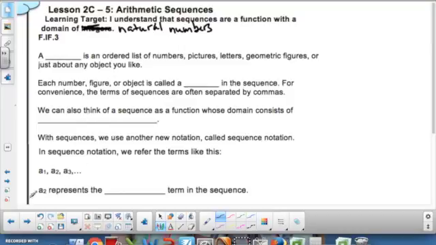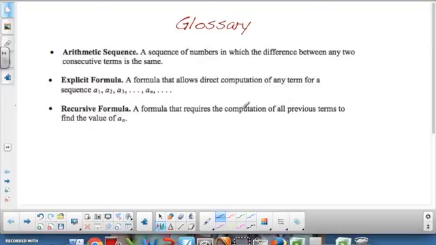Before we get into the notes proper, though, let's go ahead and get some definitions down. So go ahead and pause me and get these definitions copied into your glossary. All right, so you should have these three written down. I'm just going to talk about them very briefly. An arithmetic sequence is a sequence of numbers in which the difference between any two consecutive terms is the same. So what that's saying is it's just going to be a list of numbers, except the difference between each set of numbers is going to be the same amount.